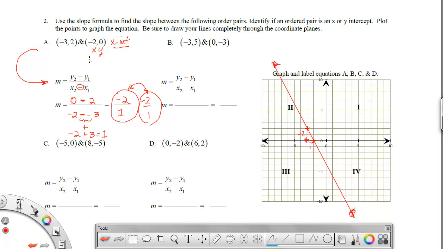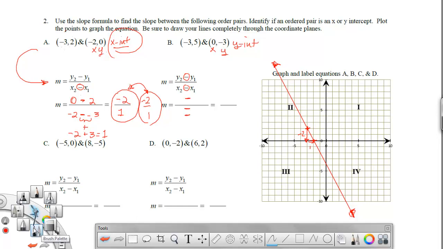Some things to remember on the back side is make sure you tell me the x or y intercept from looking at the ordered pair. If I look at this one right here where x is 0 and y is some number, this has to be the y-intercept. Okay, and then remember, when you do your formulas, make sure that you have your negatives there that you need, and just fill in the numbers from your ordered pair and then find your slope.